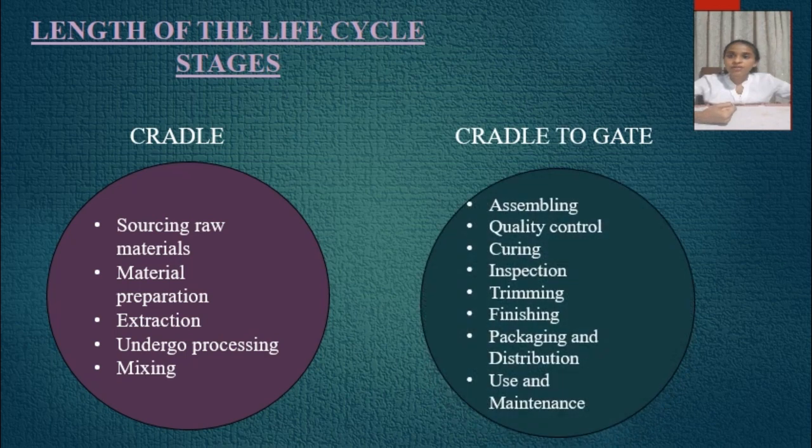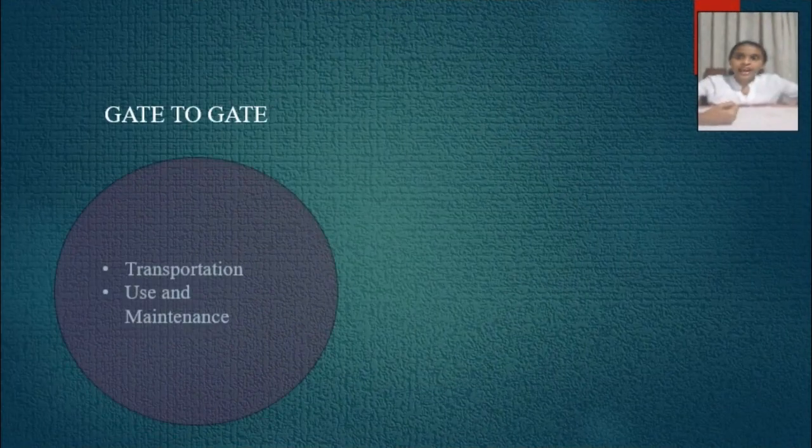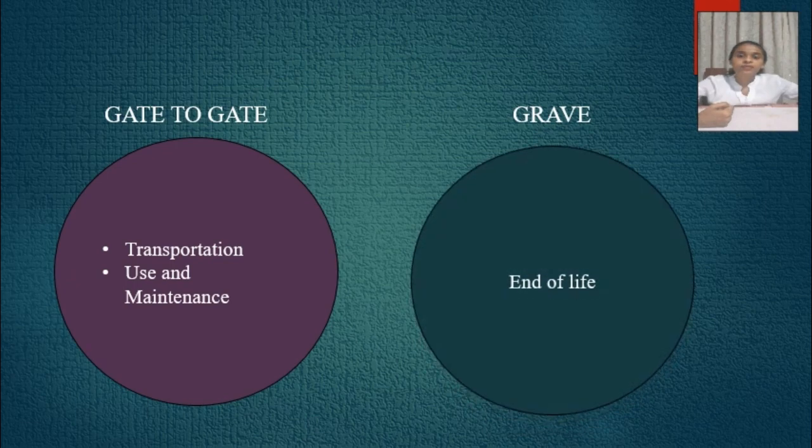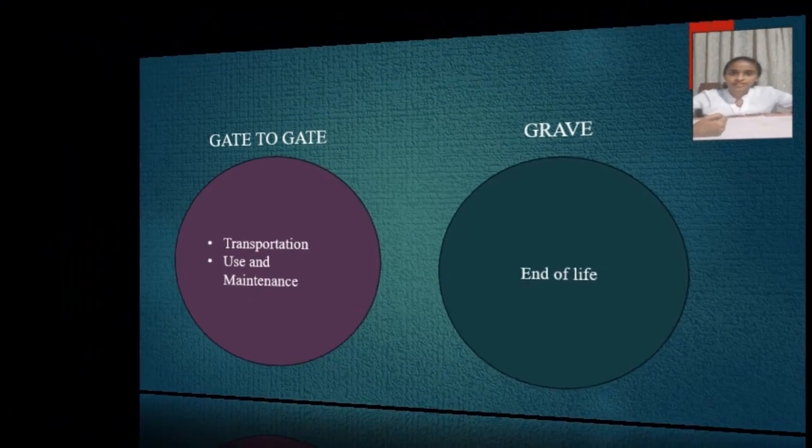And we can also put assembling, quality control, curing, inspection, trimming, finishing, packaging, distribution, and so on in the cradle to gate stage. And in the gate to grave stage, we can put transportation and use and maintenance parts. And in the grave stage, we can put the end of life cycle stage.